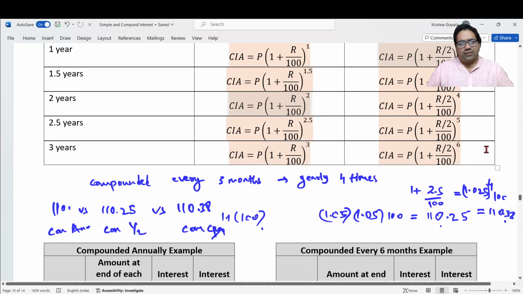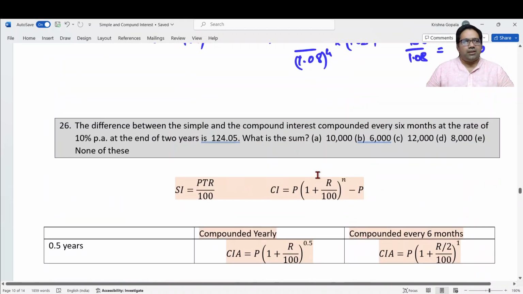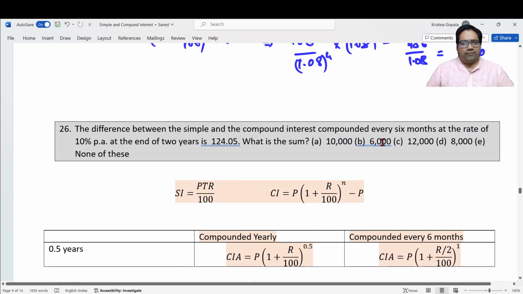Right. If it was compounded quarterly, then this becomes P into 1 plus R by 4 by 100 whole power 12. Because in 3 years, there are 12 3 month periods, right? Every year there are four quarters. In 3 years, there will be 12 quarters. It is likewise. Okay, this is the difference between compounded annually and compounded every 6 months.